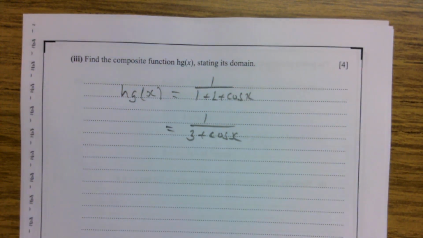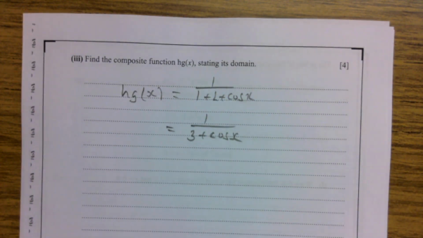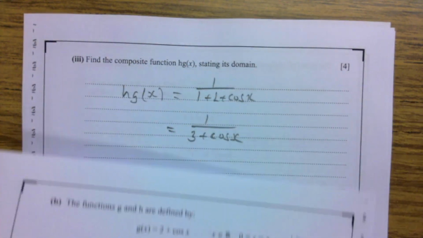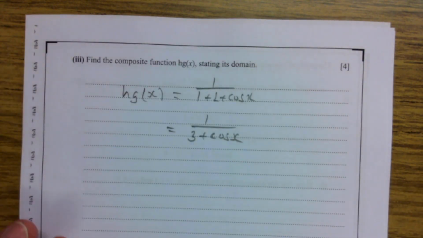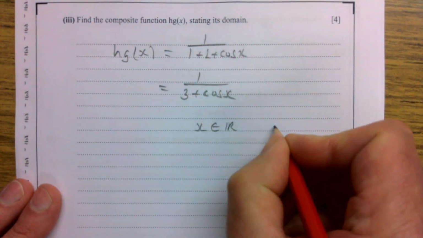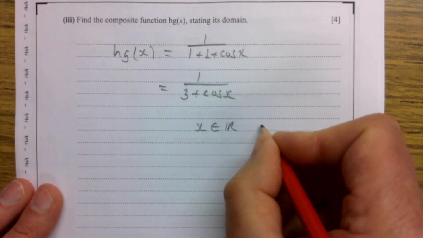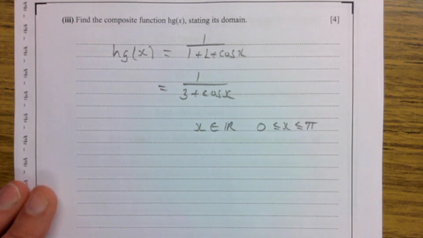So that then is our composite function, and let's see, we take the domain of the original one, so it's the g of x one we're looking at, so x is a member of the real numbers between 0 and pi. And that's us.